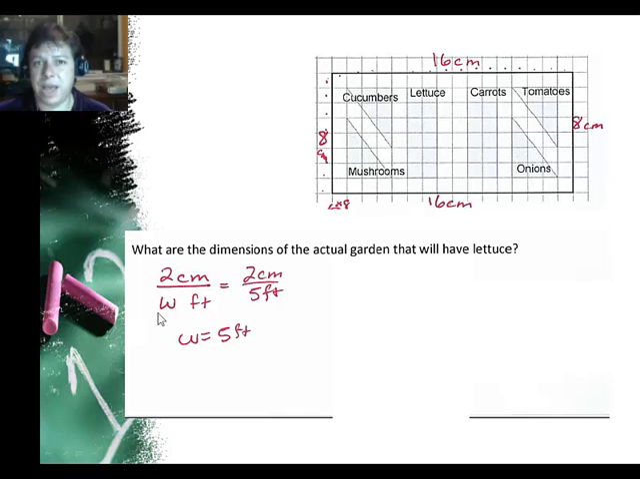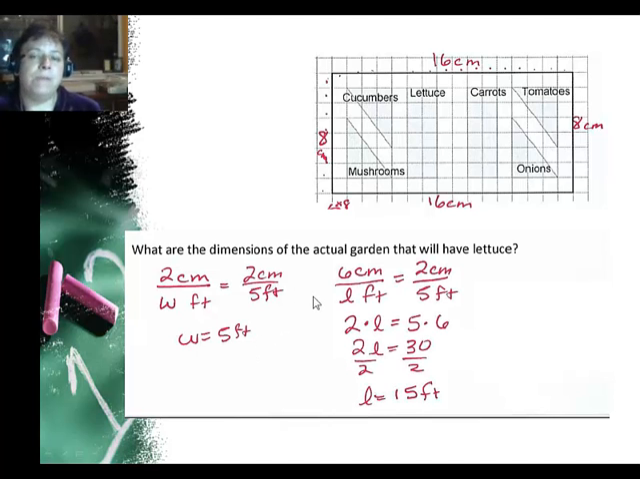2 centimeters to the actual width in feet is the same as 2 centimeters to 5 feet. This comes from the scale that I was using earlier. Well, since they're both 2 centimeters on top, W better be 5. So in this case, the width actually is 5 feet. Now we want to find the height, this length.